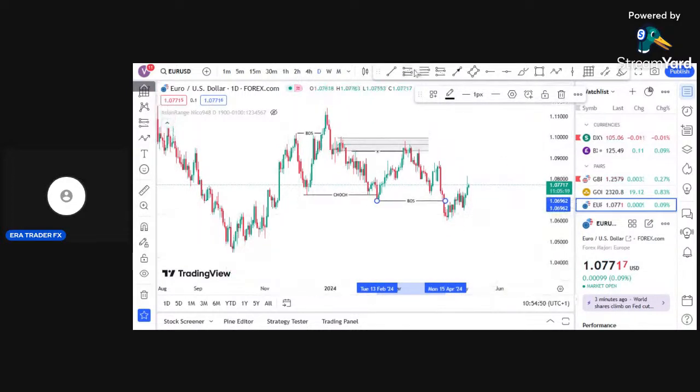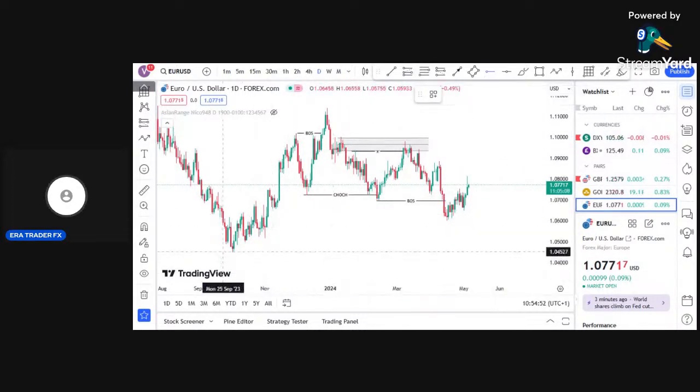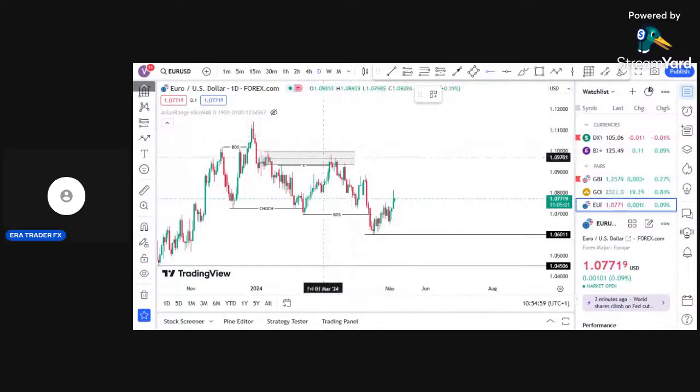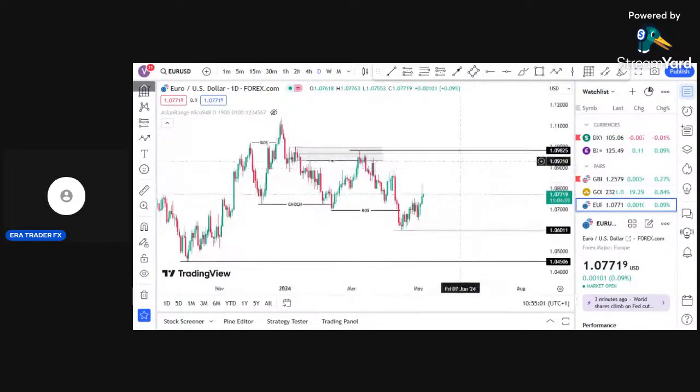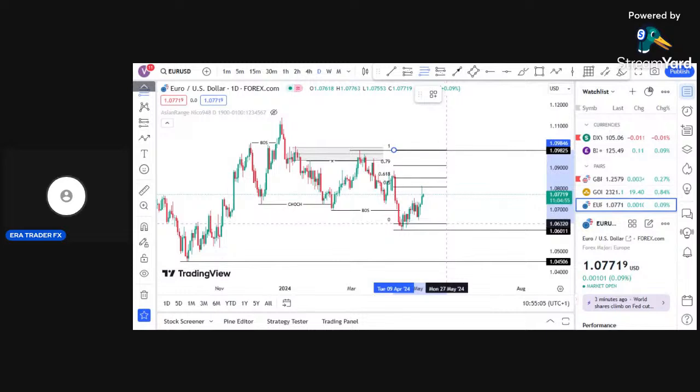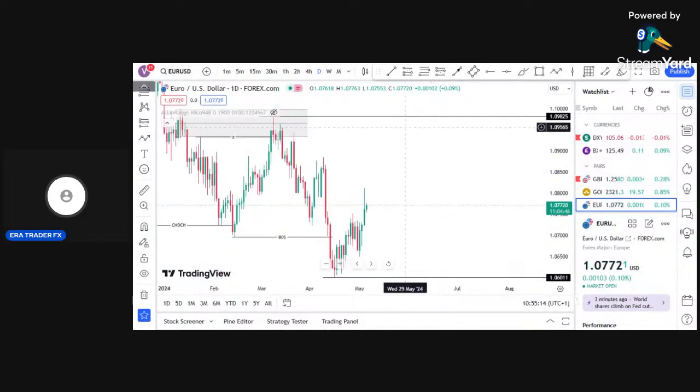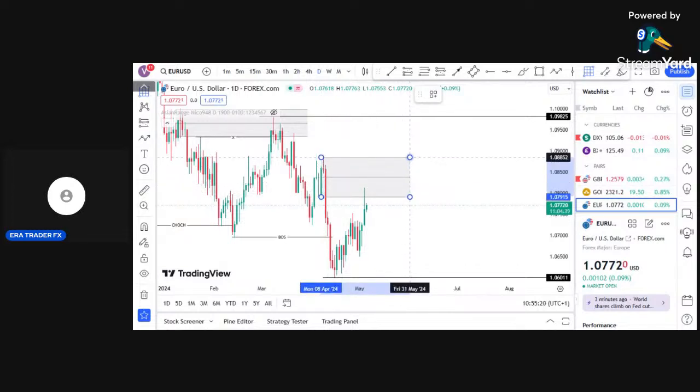And now where's our external range liquidity? We have this, and now we have this. These are the current range. Now we want to expect price to come to the 50%, which is currently at the 50% already. So what are we going to look out for? This is an order block, the last buy candle.